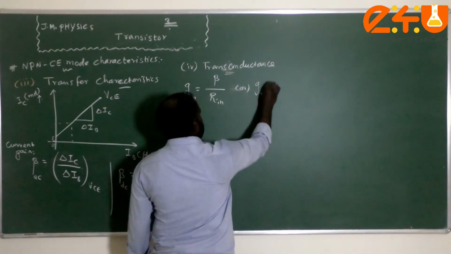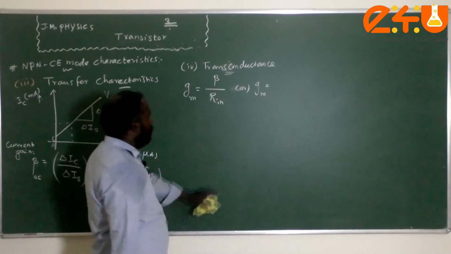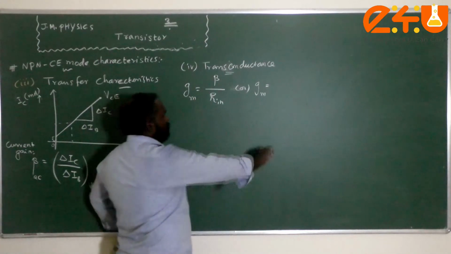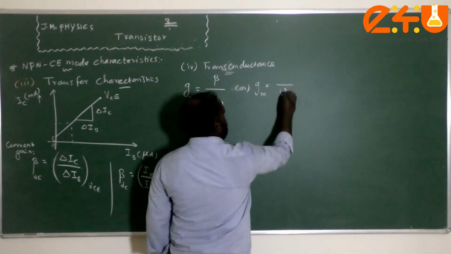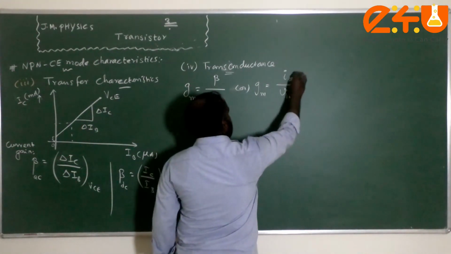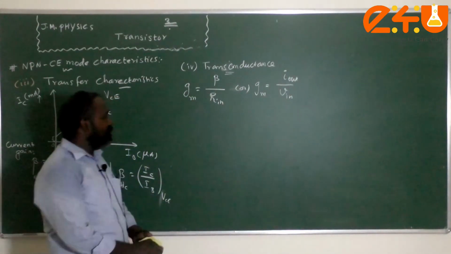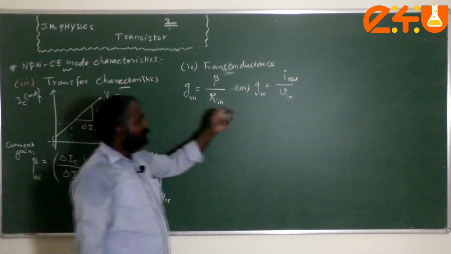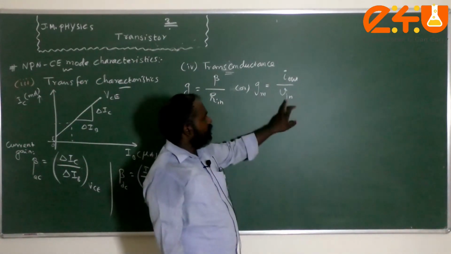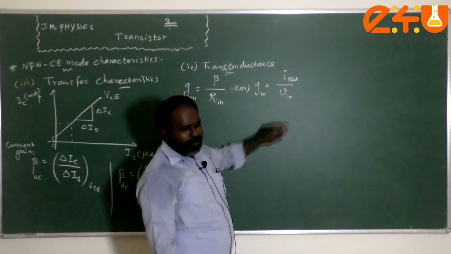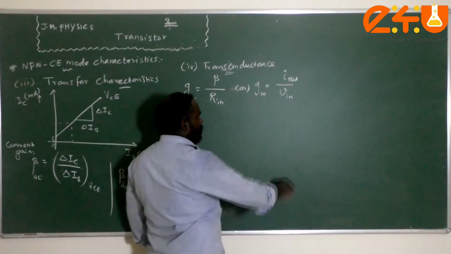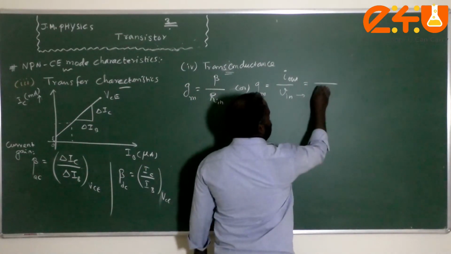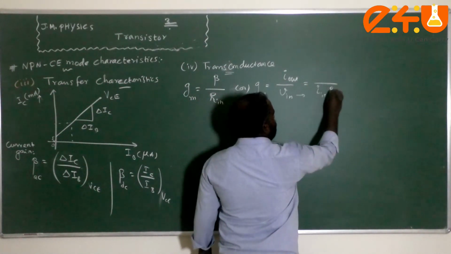gm equals beta, yes, we can write that. We can see that this can be written as V in, and this is I out. There are two definitions for transconductance. One is the ratio of current gain and the input resistance, and another definition is output current by input voltage. From this, input voltage is nothing but input current into input resistance.